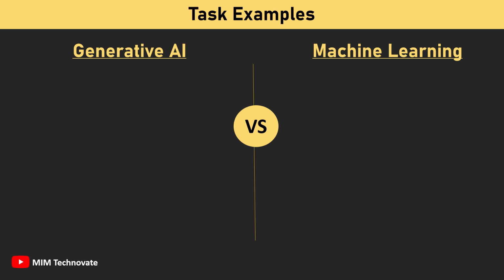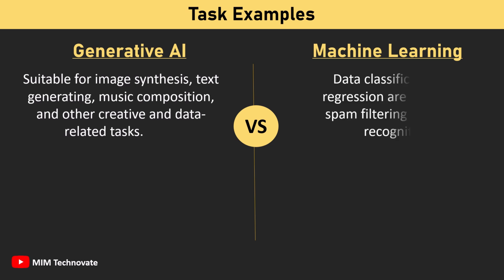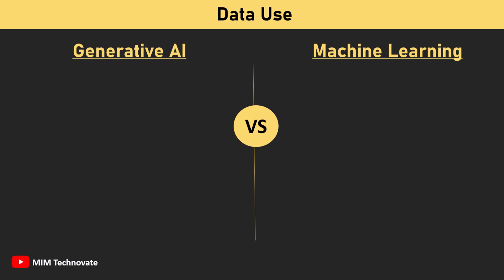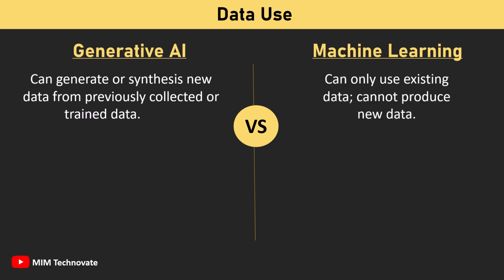Task examples. Generative AI is suitable for image synthesis, text generating, music composition, and other creative and data-related tasks. On the other hand, in machine learning, data classification and regression are essential in spam filtering and object recognition. Data use. Generative AI can generate or synthesize new data from previously collected or trained data. While machine learning can only use existing data, it cannot produce new data.